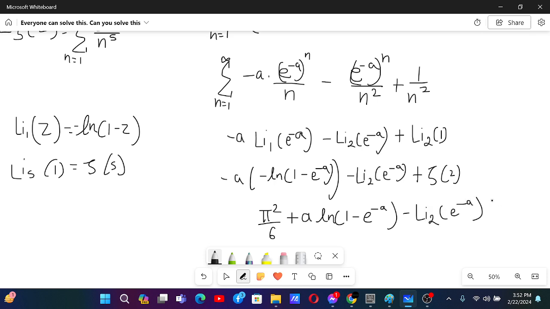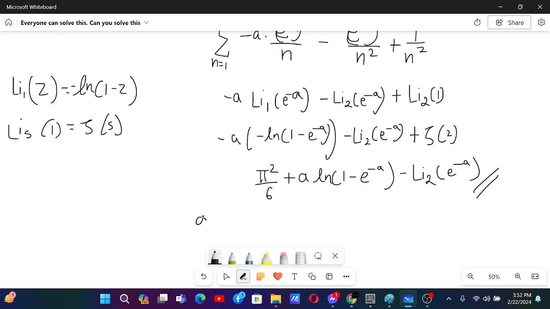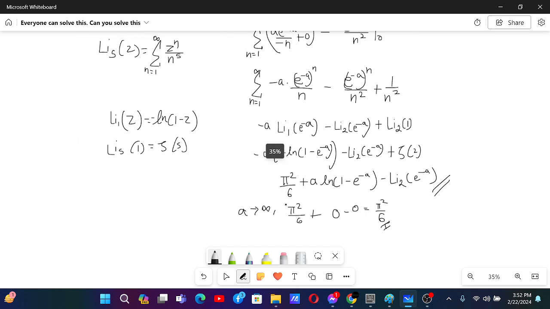And don't forget, okay, so this is the answer. Now when we want to tend a to infinity, let us see what the answer will be when a goes to infinity. If a goes to infinity, pi square by 6 will be as it is. Now this will go to 0 because e to the power minus infinity is 0, and ln of 1 will then be 0. 0 minus, we will have Li2 of 0, and Lis of 0 is always 0. So you see the answer is pi square by 6 itself when a goes to infinity, and that was what we got earlier.